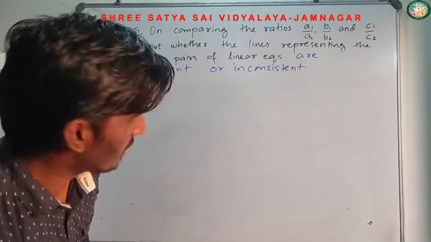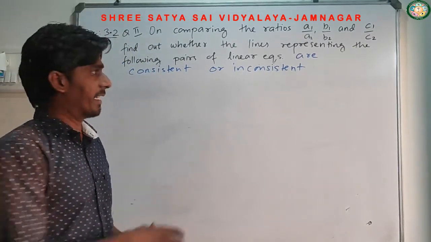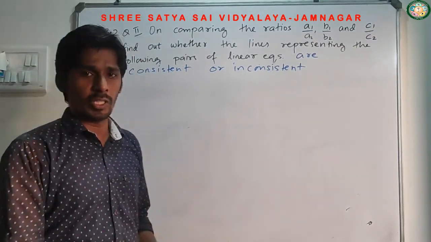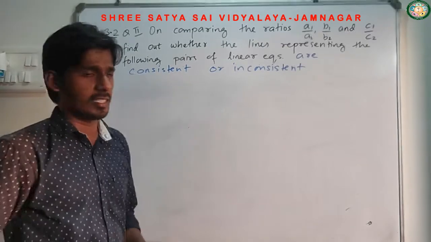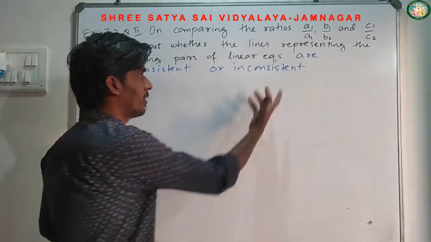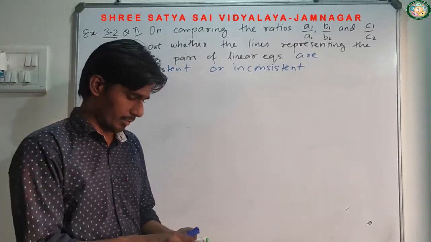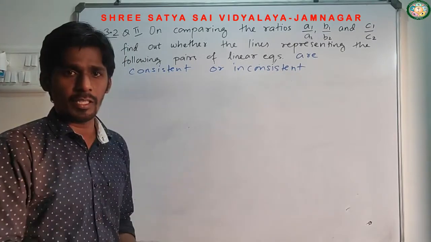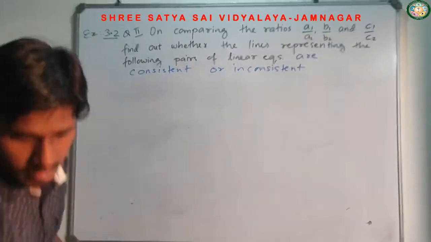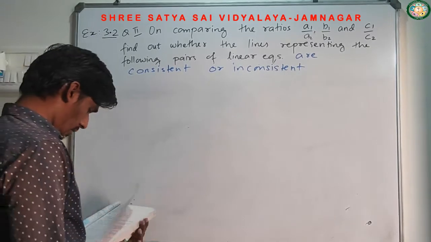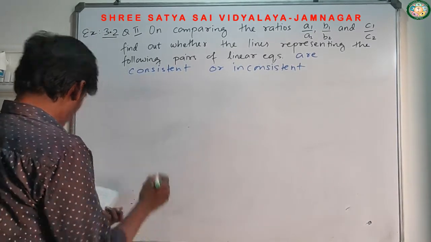Now first of all, what is consistent and inconsistent? If you are getting the value of x and y, if solution is possible, then it's what? Consistent. And if solution is not possible, then it is what? Inconsistent. This is a type of equation name. So let's start with the example here. First one.